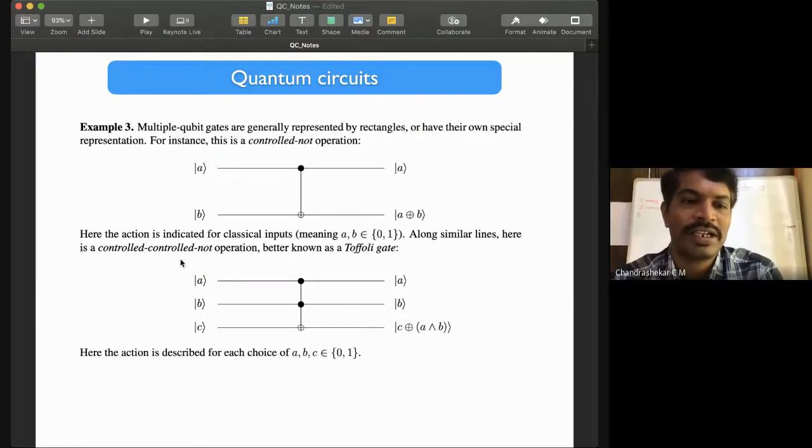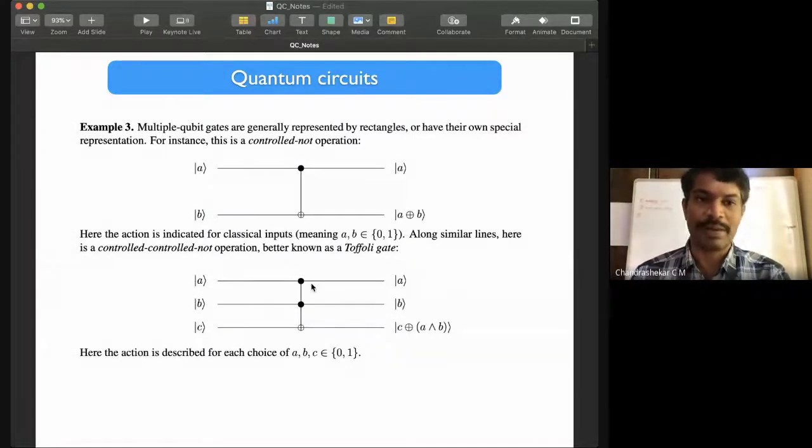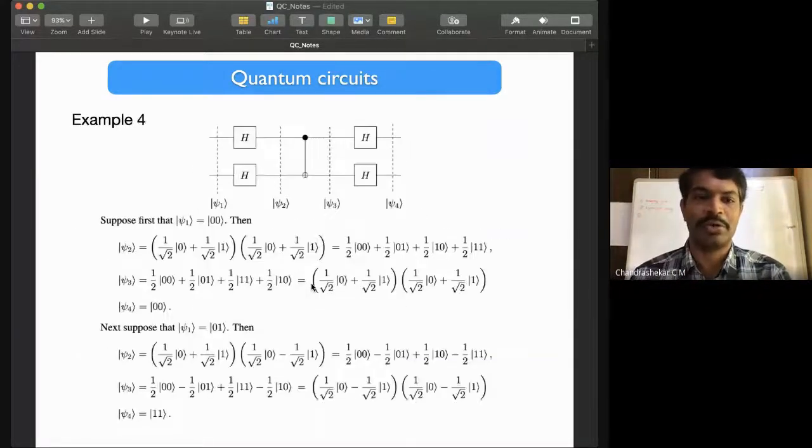Also, similar lines, a controlled-controlled NOT gate. So you can actually see if both A and B are 1, then you will have an addition modulo 2 to C, or else you don't. That means if this is 1 and this is also 1, then you are going to flip C, or else you are not going to flip C, you will keep it as it is. So this is another example of representing 2 and 3 qubits.